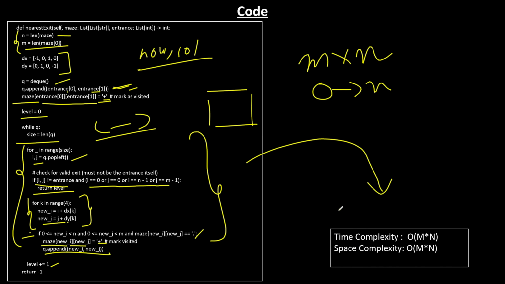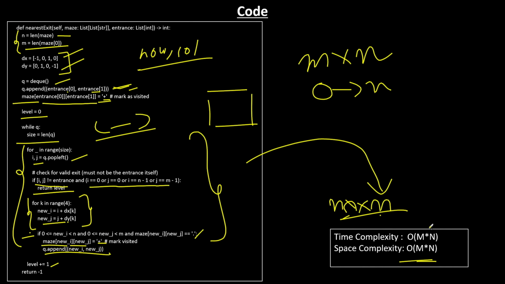Now the space complexity is m cross n. The reason being, the queue can hold up to m cross n elements in the worst case scenario, if the entire maze is empty. And no separate visited matrix is used, so no need to count for that particular thing. Therefore, the queue is only using the maximum space, which could be m cross n.